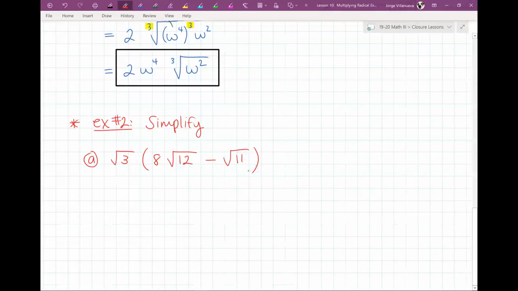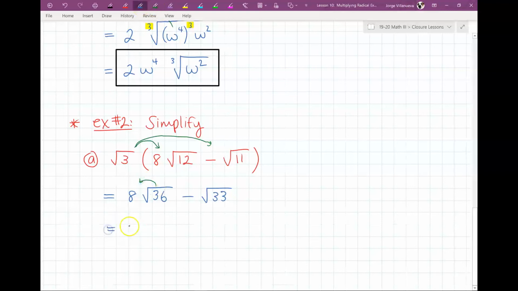Okay, now we're going to go ahead and multiply this stuff in. So radical 3, remember we're just kind of moving this way. We're going to do a distribution. Radical 3 times 8 radical 12 would be 8 radical 36 minus radical 33. Now I know the square root of 36, that's 6, right? So this is going to come out.